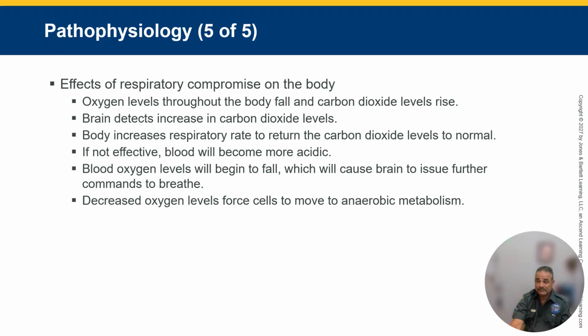If increased respiratory rate does not occur or is not effective in returning carbon dioxide levels to normal, the blood will become more acidic. Acid-base balance: we've got too much carbon dioxide in the bloodstream, so we become acidotic. Blood oxygen levels will begin to fall, which will cause the brain to issue further commands to breathe faster and deeper, and so on and so forth.